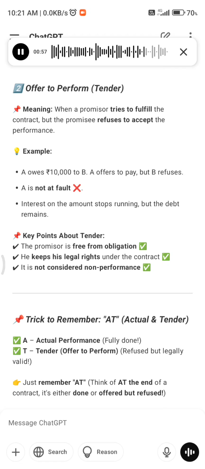Trick to remember, AT, actual and tender. Actual performance is fully done, tender is refused but legally valid. Just remember, think of AT the end of a contract. It's either done or offered but refused.